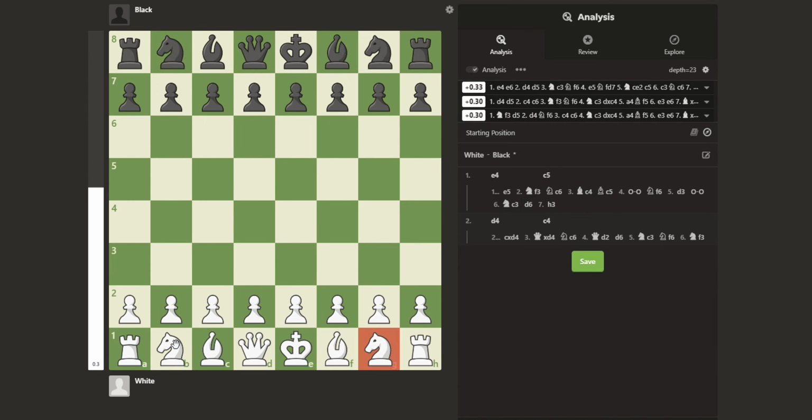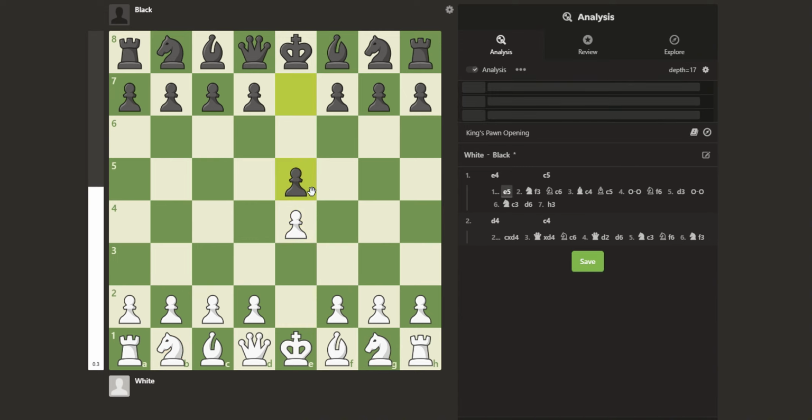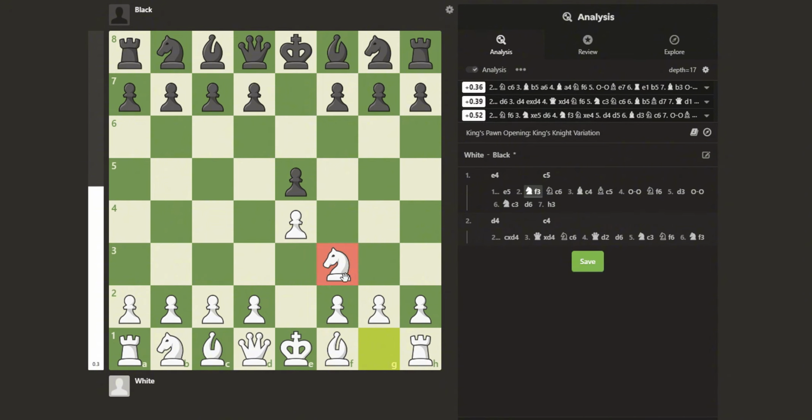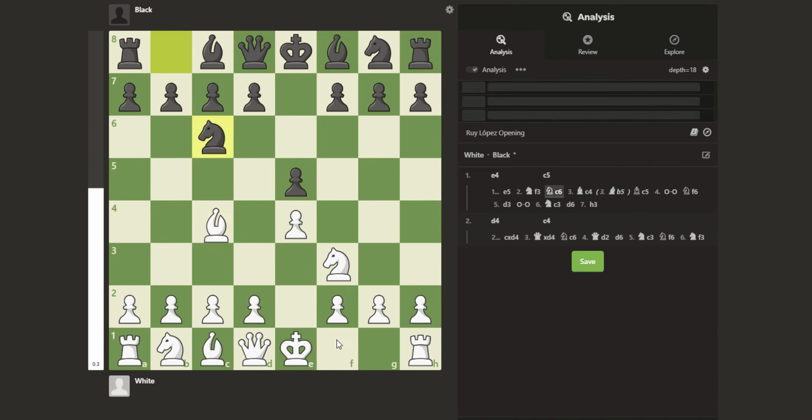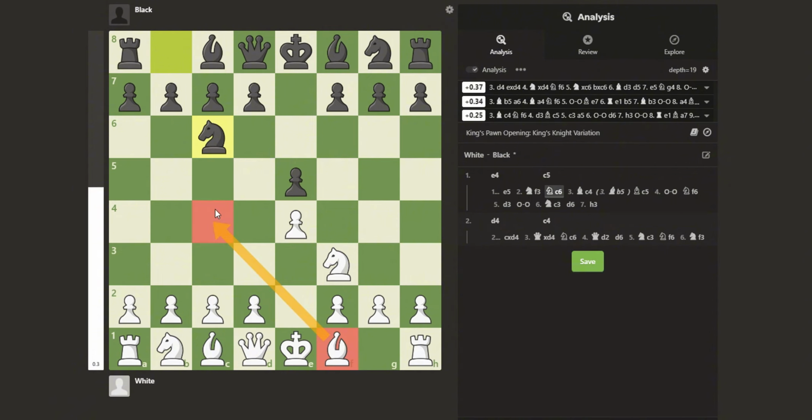More things to take into account. Knights, where do they go? Usually they go here, right? That's why, at the beginning, we usually put the knight first and then we decide what to do with the bishop. We always have to think like this, and this is the reason why we have, for example, the Italian opening and the Spanish opening, because we decide, after moving the knight, where do I put my bishop?